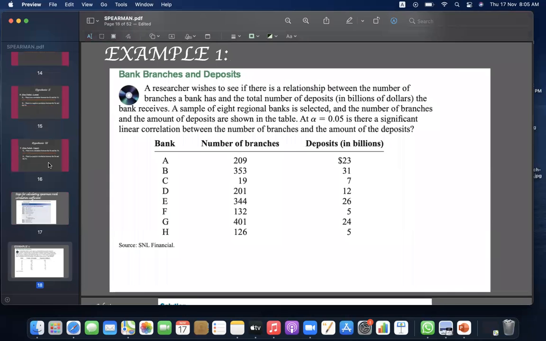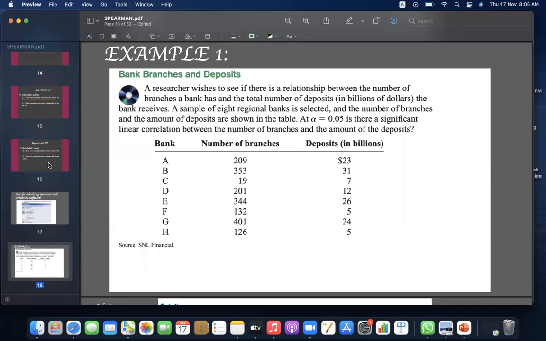Example number 1 is bank branches and deposits. A researcher wishes to see if there is a relationship between the number of branches a bank has and the total number of deposits, in billions of dollars, the bank receives. A sample of 8 regional banks is selected and the number of branches and the amount of deposits are shown in the table. At alpha equal to 0.05, is there a significant linear correlation between the number of branches and the amount of deposits?